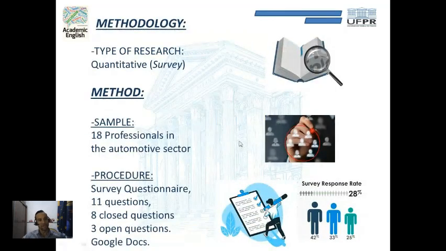Methodology: the type of research is a quantitative survey method. Sample: 18 professionals in the automotive sector. And procedure: a survey questionnaire of 11 questions. Among these 11 questions, we have 8 closed questions and 3 open questions, created in Google Docs.